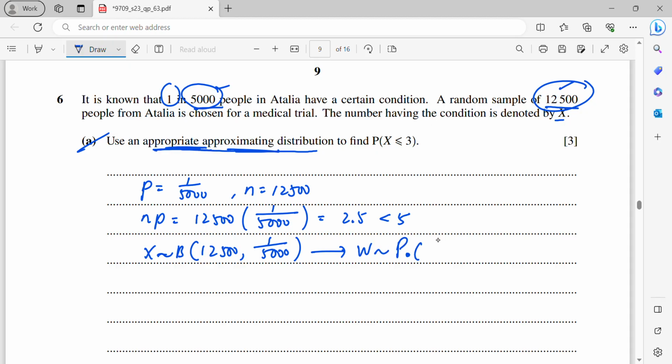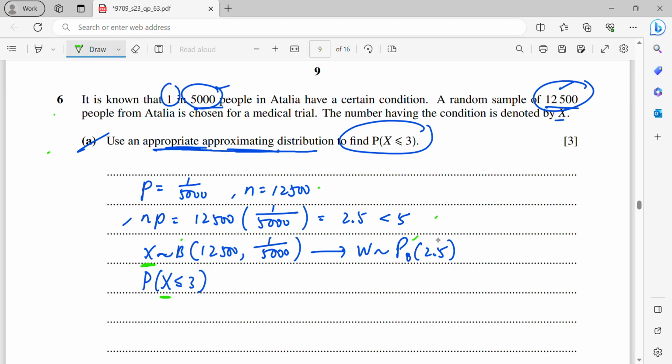Okay, so for Poisson, the mean is the same as the NP. So this is my new distribution. So now to find P(X less than or equal to 3), I will write P(X ≤ 3). Remember, when you see X, that is the binomial. But now, instead of binomial, because the NP is small, less than 5, and the N is large, which is greater than 50, therefore I have approximated to Poisson.